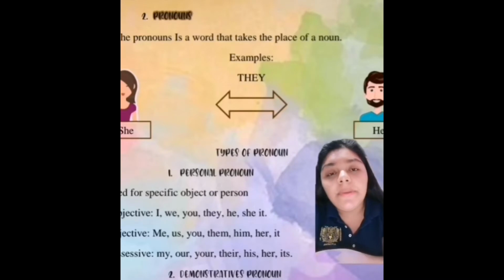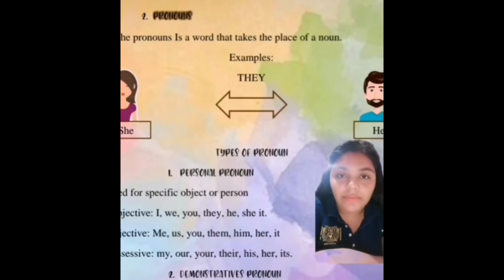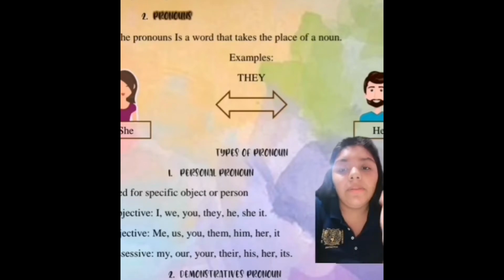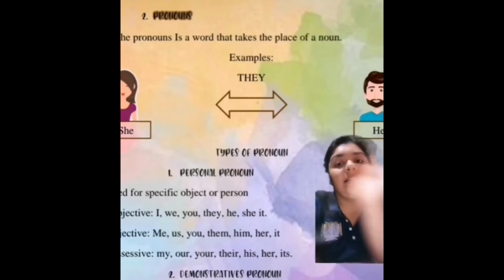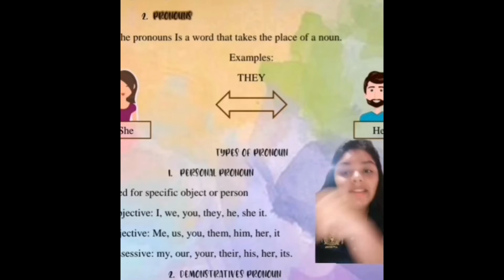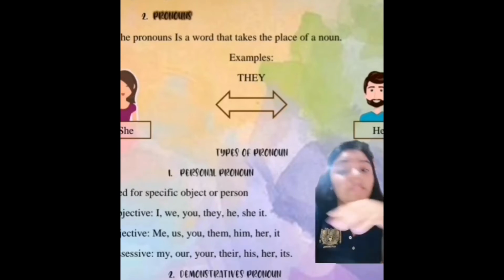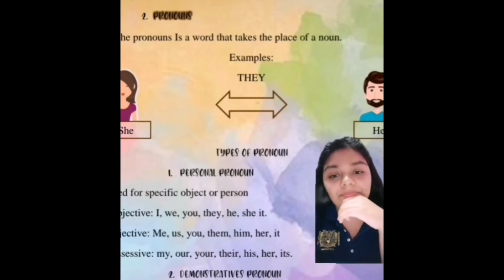Okay, the next part of speech is the pronoun. The pronoun is a word that takes the place of a noun. For example, we have the woman and the man, that is she and he, but they are converted into they.